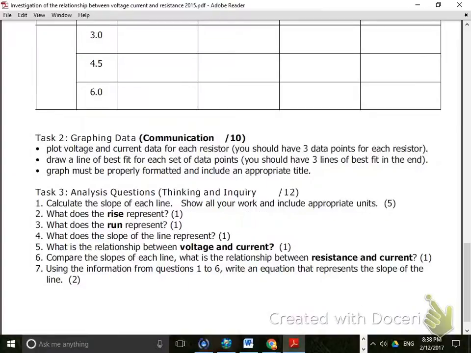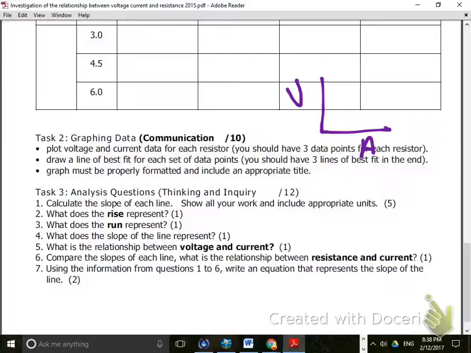So the first thing, your first task, is to graph your information. So you're going to plot on graph paper, and the teacher should have some graph paper now. You're going to plot voltage and current data for each resistor. Voltage will be on your y-axis, and current will be on your x-axis. So voltage on your y, current on your x.